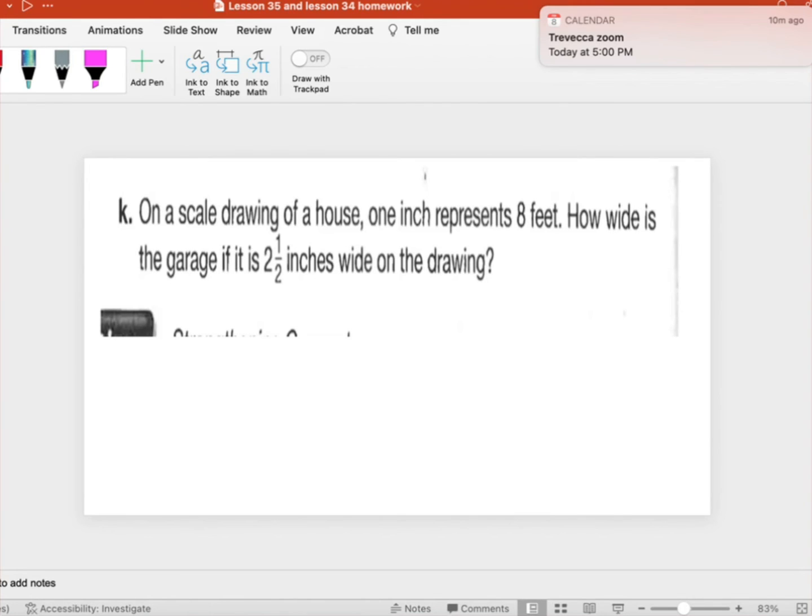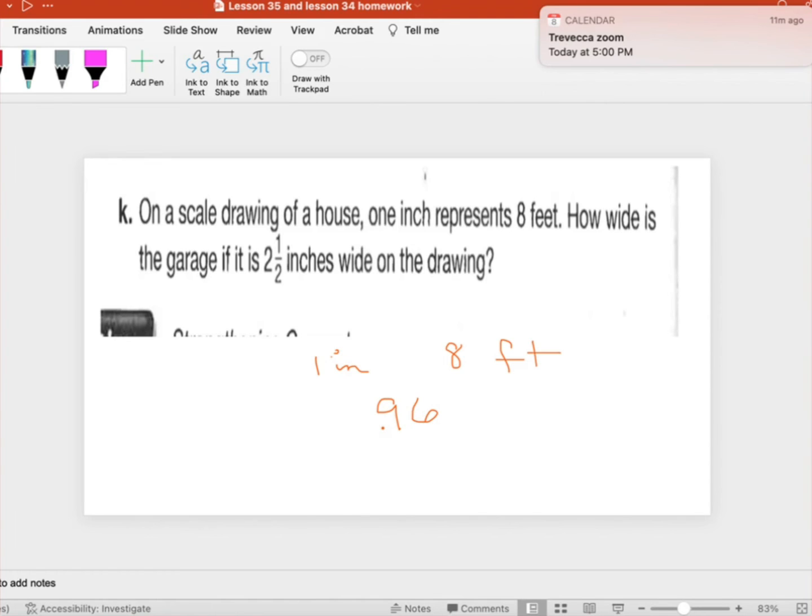Okay, on a scale drawing of a house, 1 inch represents 8 feet. How wide is the garage if it is 2 1/2 inches wide in the drawing? First of all, what is the scale factor? Remember, we have to multiply by 12 to get from inches to feet. And then 12 times 8 is 96. So the real scale factor is 96.